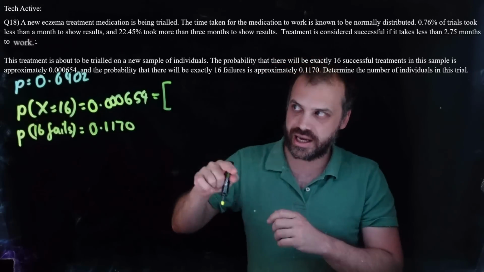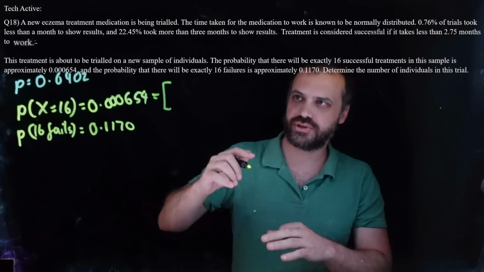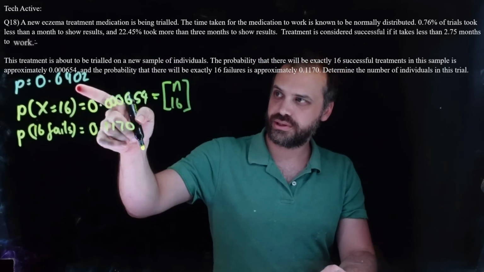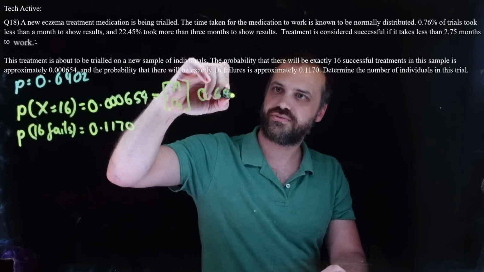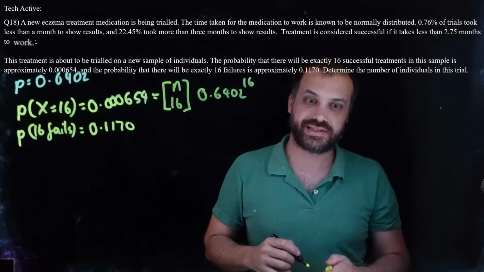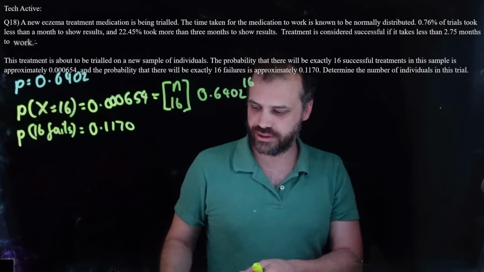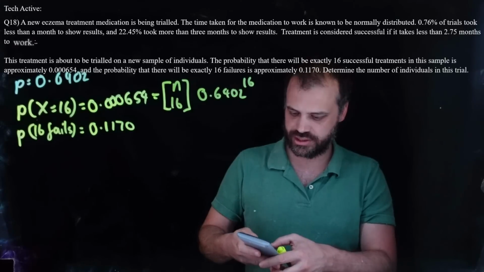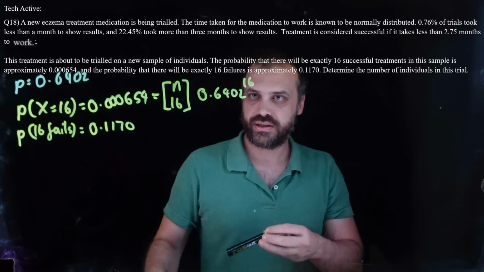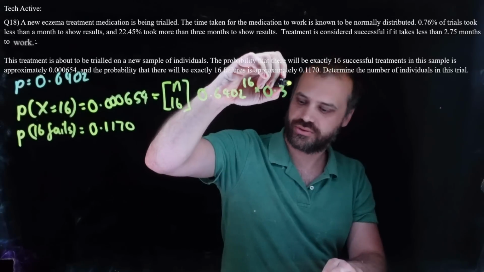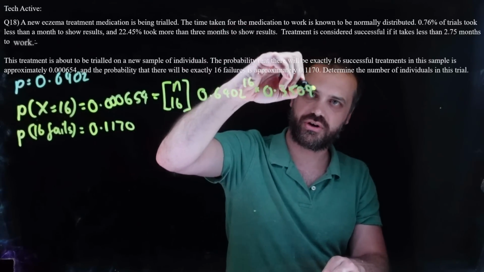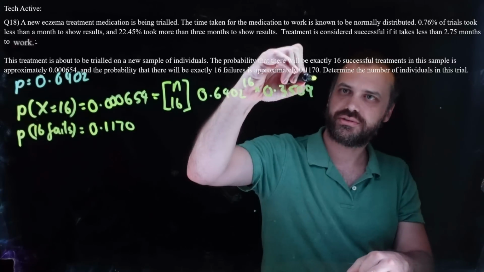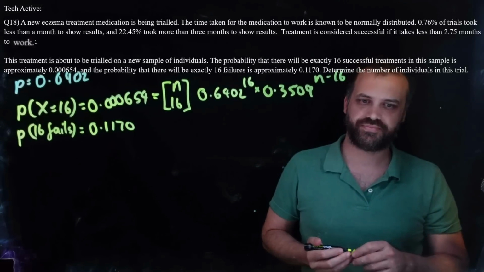Now, exactly 16 successes. That's equal to the number of trials, choose 16. The probability of success, 0.6402 to the power of 16 successes. The probability of failure, 1 minus 0.6402, times 0.3509 to the power of the number of trials minus 16.